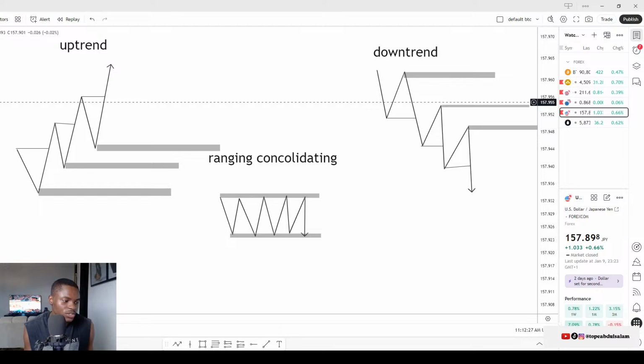Yeah, in an uptrend, you are just buying, and in a downtrend, you are just selling. Up, down, buying and selling. Nothing in between. In an uptrend, you are buying. In a downtrend, you are selling. Nothing in between.